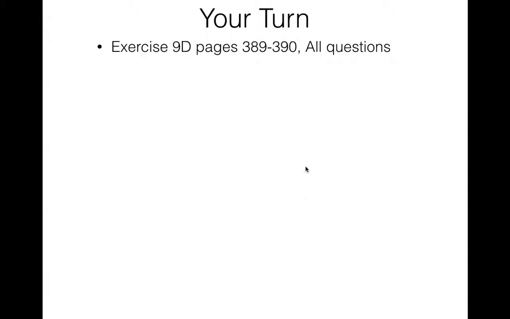Okay, have a go at exercise 9D then on pages 389 to 390, all of the questions. Pause the video now. When you leave it running again, the answers are going to come up.